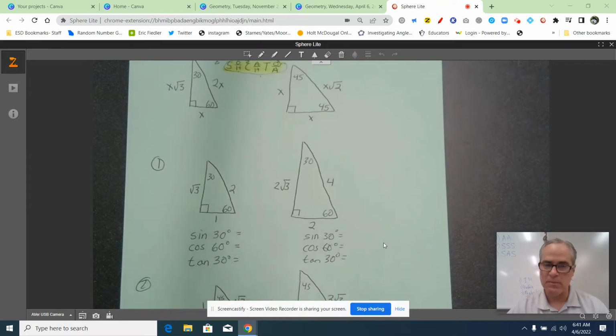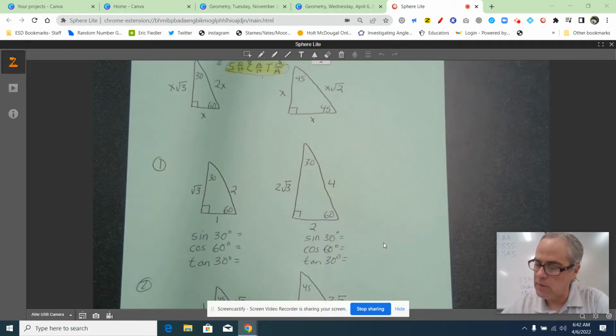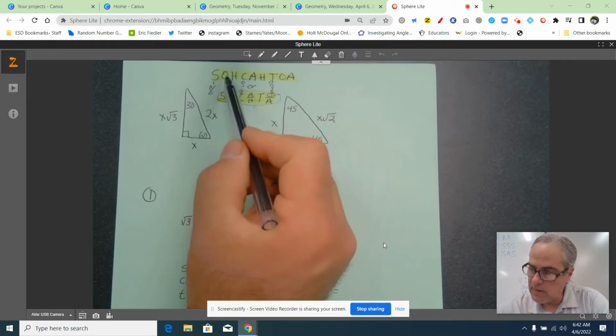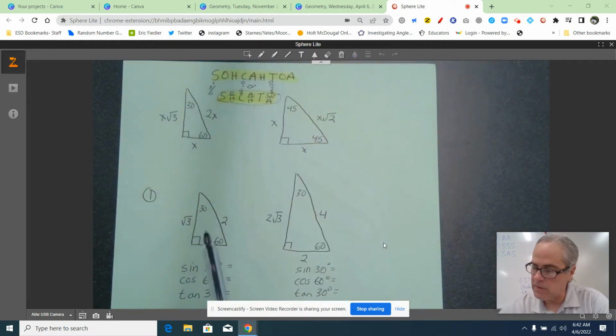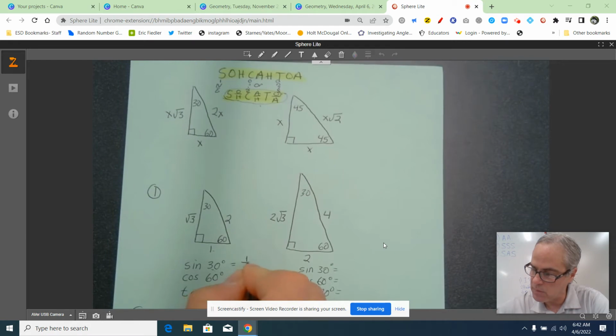I just happen to pick these special right triangles. They could be any right triangles; they don't have to be 30-60-90 or 45-45-90. These are just for examples. Here's a 30-60-90 triangle on the left, and here's a larger one on the right. If I ask you for the sine of 30 degrees, and notice the abbreviation for sine, you're doing the opposite side over the hypotenuse. Here's 30 degrees. What is opposite 30 degrees? That would be the 1. And the hypotenuse is always opposite the right angle. So the answer is 1 over 2.